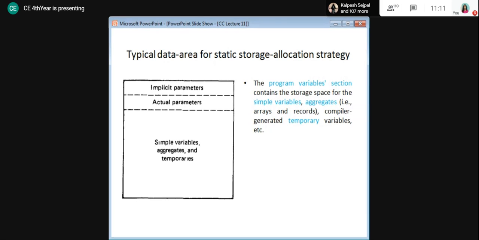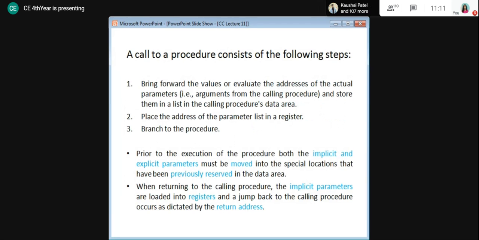Apart from these, we have a few more things, but those things we are not able to store in the static storage allocation strategy. So for that we have a next type, which we will call dynamic storage allocation. Before we move ahead to that, let's see how a procedure call is managed with the static storage allocation strategy.